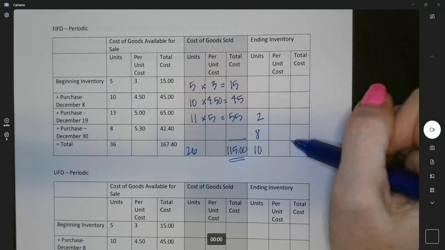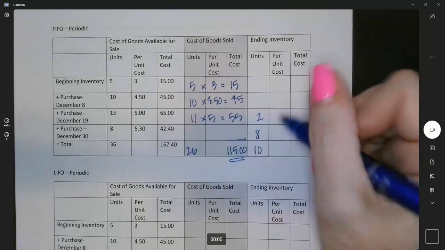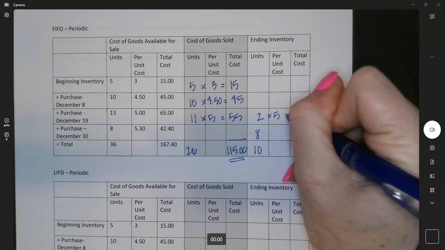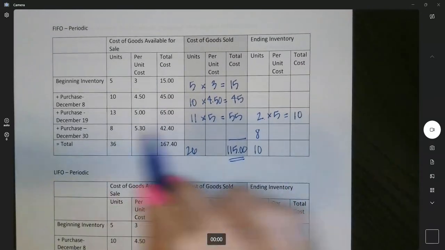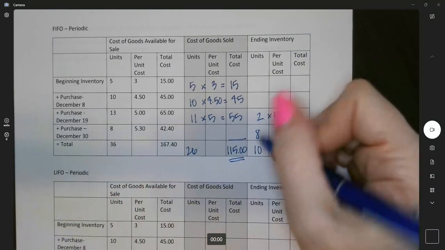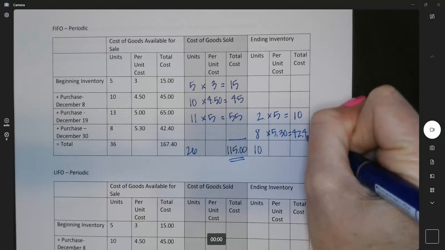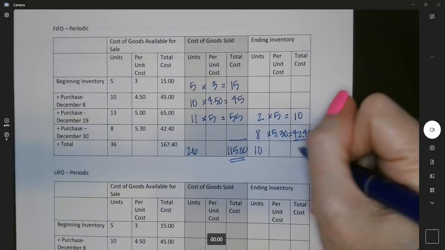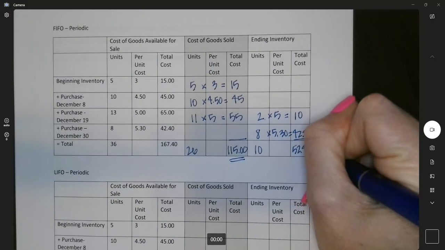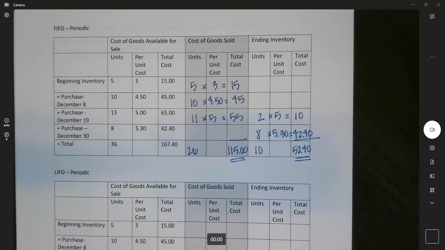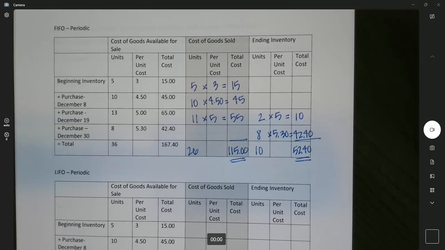Then we move on to ending inventory. 2 units acquired at $5 a piece is $10. And 8 units acquired at $5.30 a piece is $42.40. Our total cost here will be $52.40. That stays in our ending inventory. Chronologically, you work through it with FIFO.